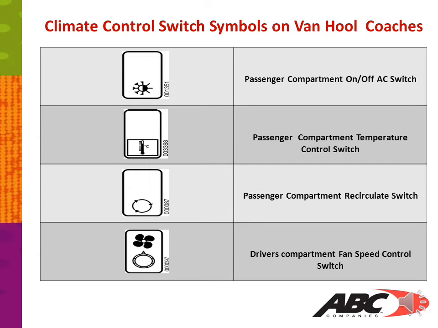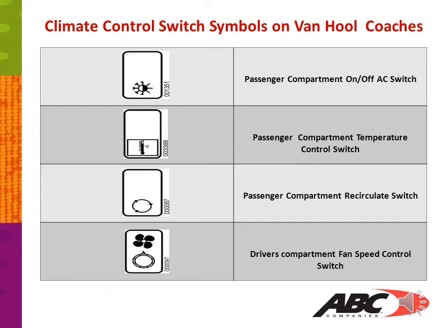Let's go over some of our climate control switches on the Van Hool coaches. Your first one with the snowflake symbol is your passenger compartment on-off AC switch. Underneath that, the switch with the thermometer symbol is your passenger compartment temperature control switch, so you can either raise or lower the temperature for the passenger compartment.